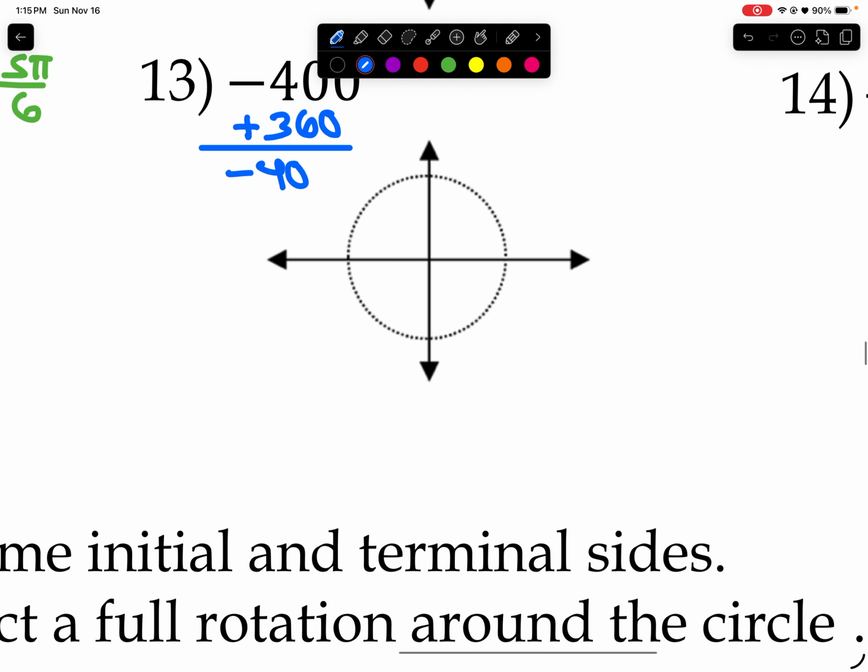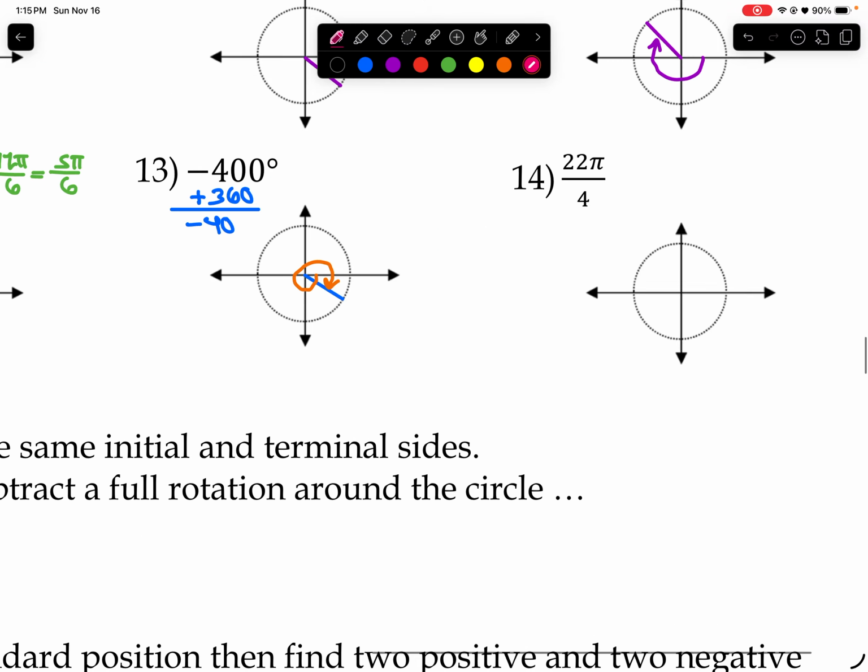So negative 40 degrees is going to be down here in quadrant 4. And because we're doing a negative angle, I'm going to go clockwise. So you're going to show one full rotation and then some. There we go. So make sure when you're drawing your arrow, you're starting on the positive x-axis, which is in standard position. I've seen some people draw it from the angle. Well, you don't want to do that. You want to start from standard position, which is the positive x-axis.